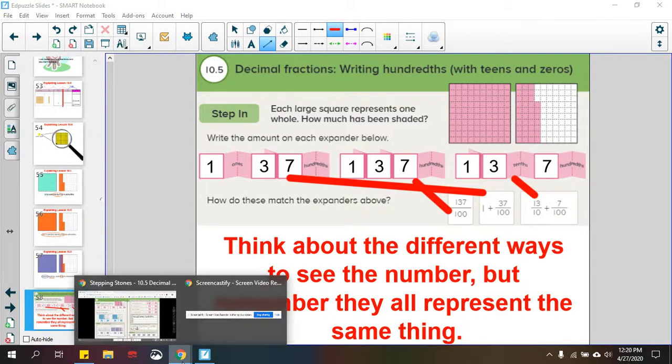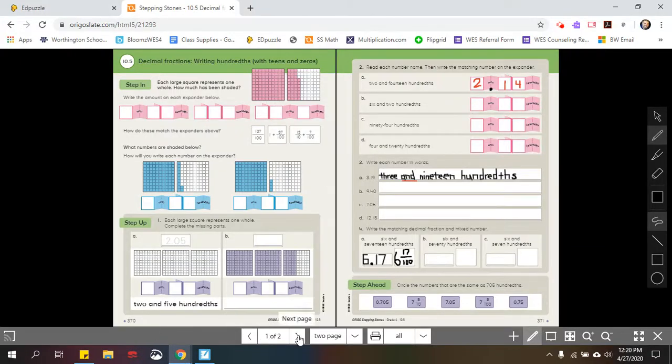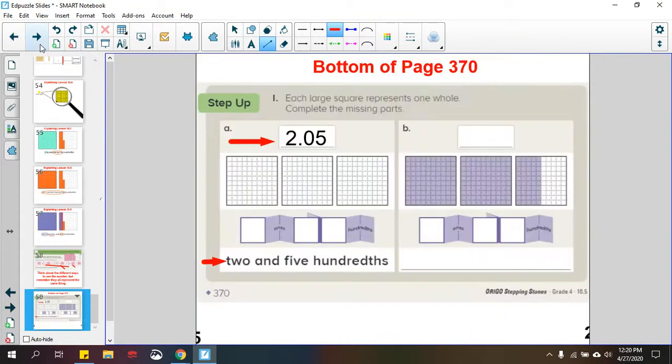Okay? All right. So, whoops, I jumped back over here too quick. So we're now going to look at the bottom of page 370 for step up number 1. Okay, and it says each large square represents 1 whole. They want you to complete the missing parts.